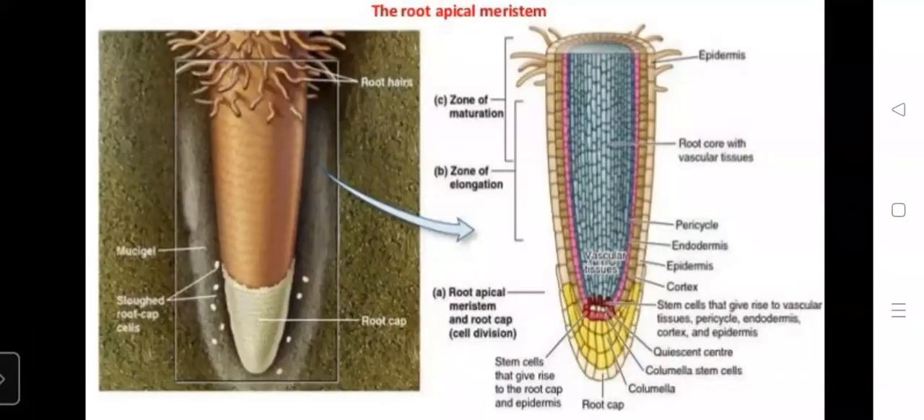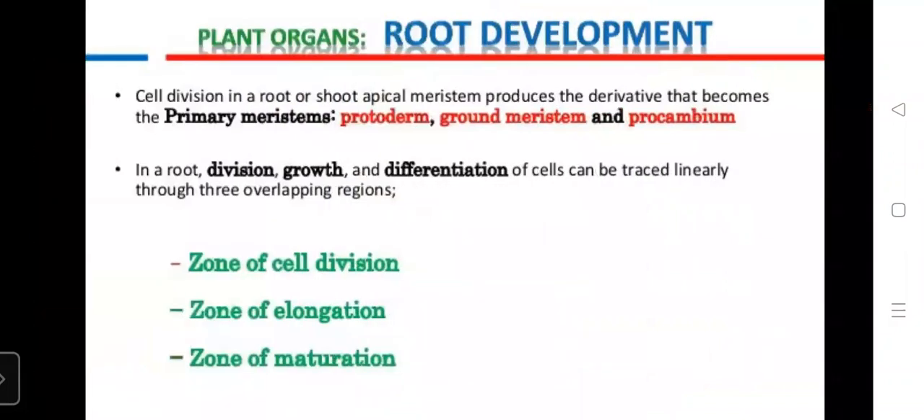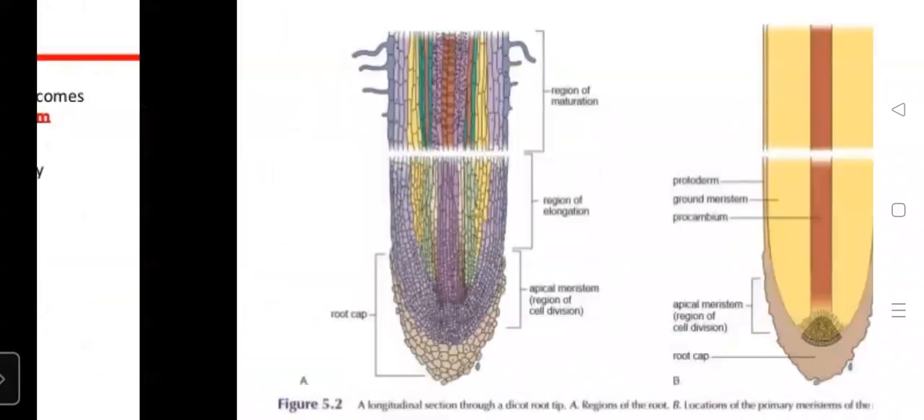See here, this is the root apical meristem. Root development goes on producing derivatives that become the primary meristems: protoderm, ground meristem and procambium. In the root, division, growth and differentiation of cells can be traced linearly through three overlapping regions: cell division, elongation and maturation.